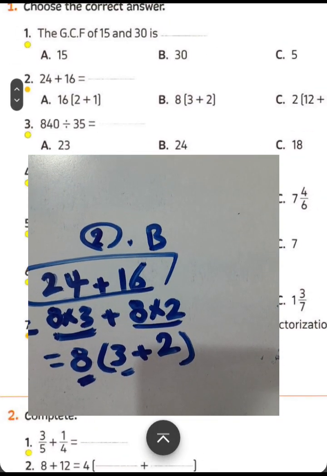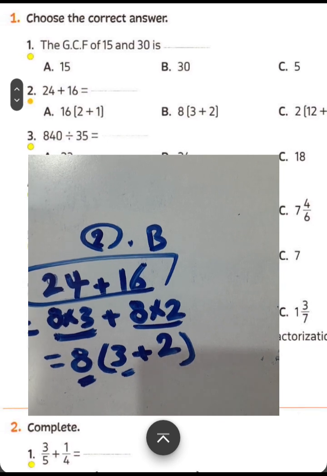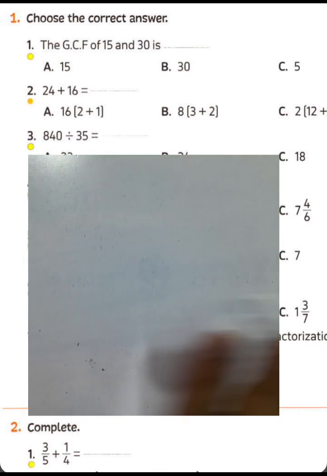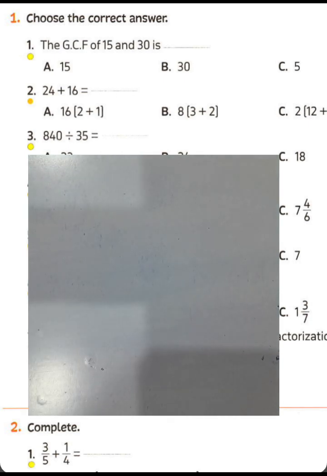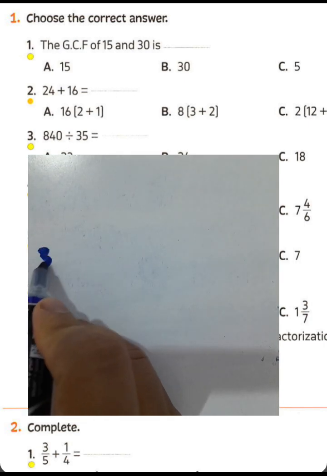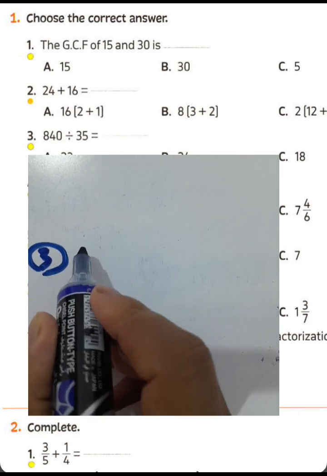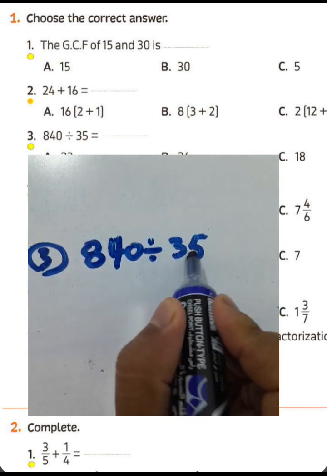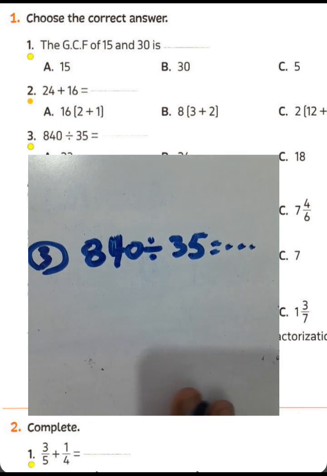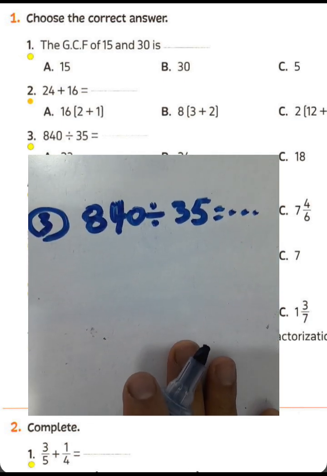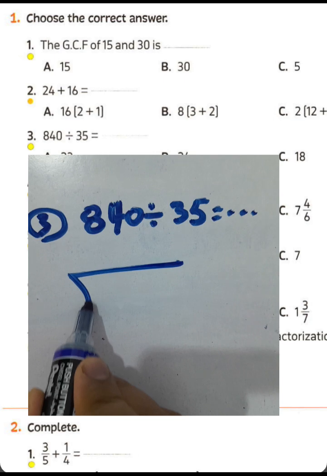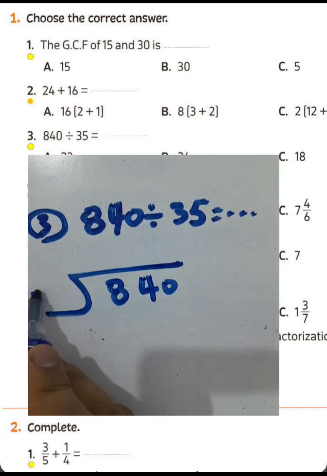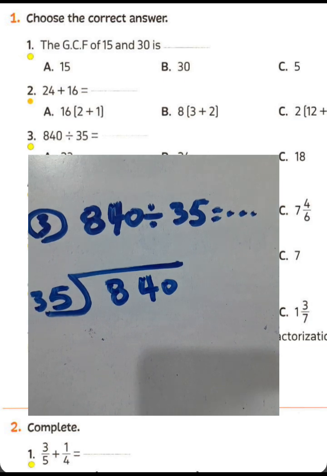Next question, question number 3, 840 divided by 35. Again, look with me. We can solve this example by using long division. Write the dividend here, 840, and the divisor, 35.